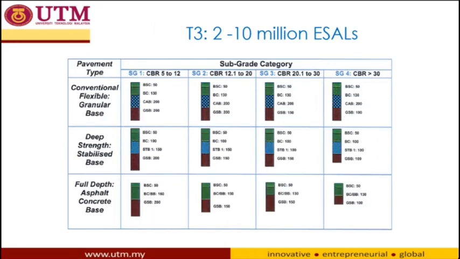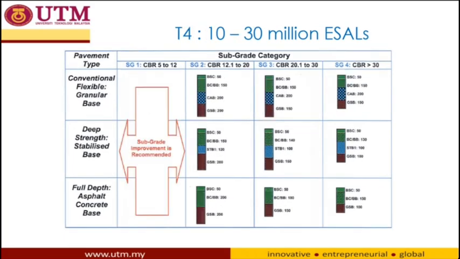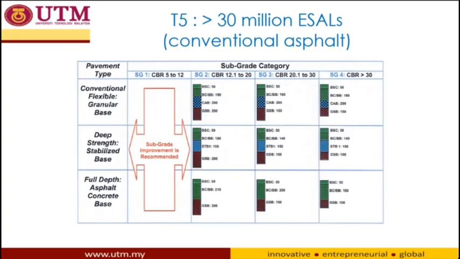Okay, next we have a table provided for T3, where the same concept applies. And then T4 for the total traffic of 10 to 30 million ESAL. And then T5 if it's more than 30 million ESAL. However, for T5 and T4, if you can see from the table, there is no proposed thickness within the category of subgrade SG1. Why?